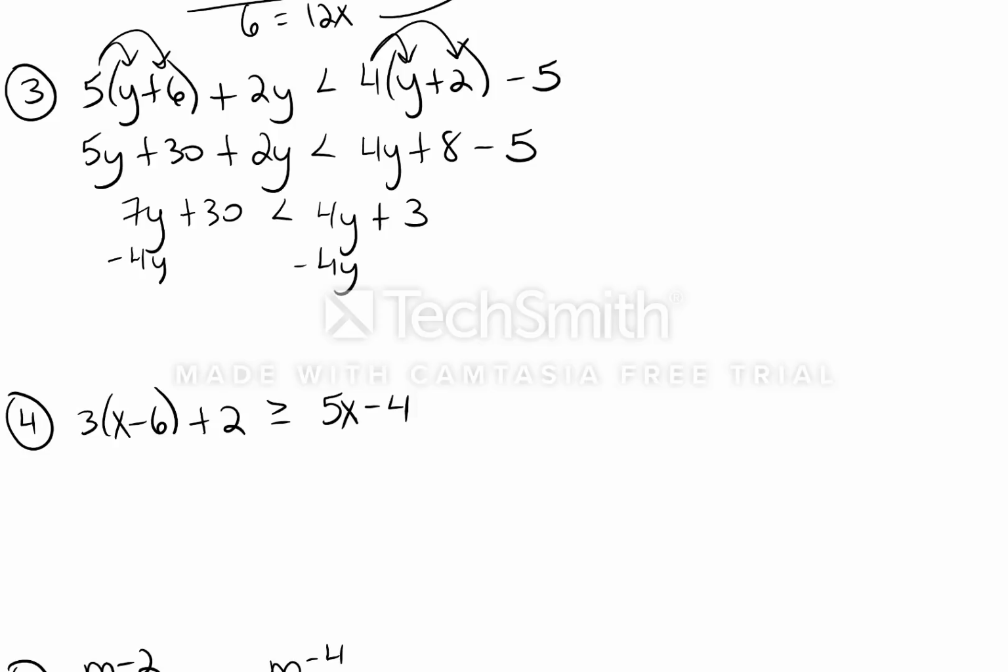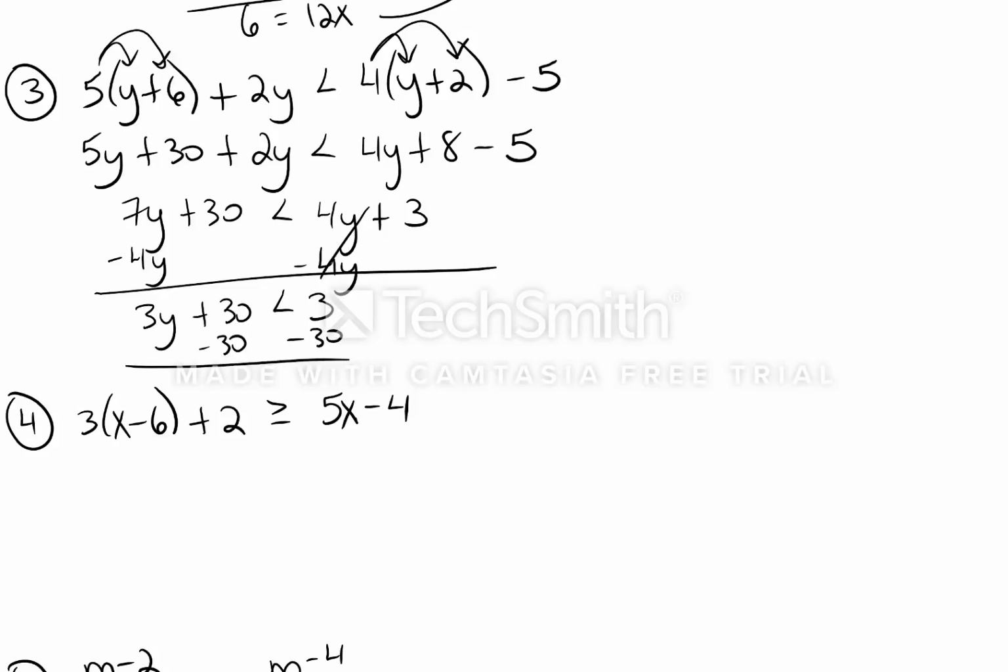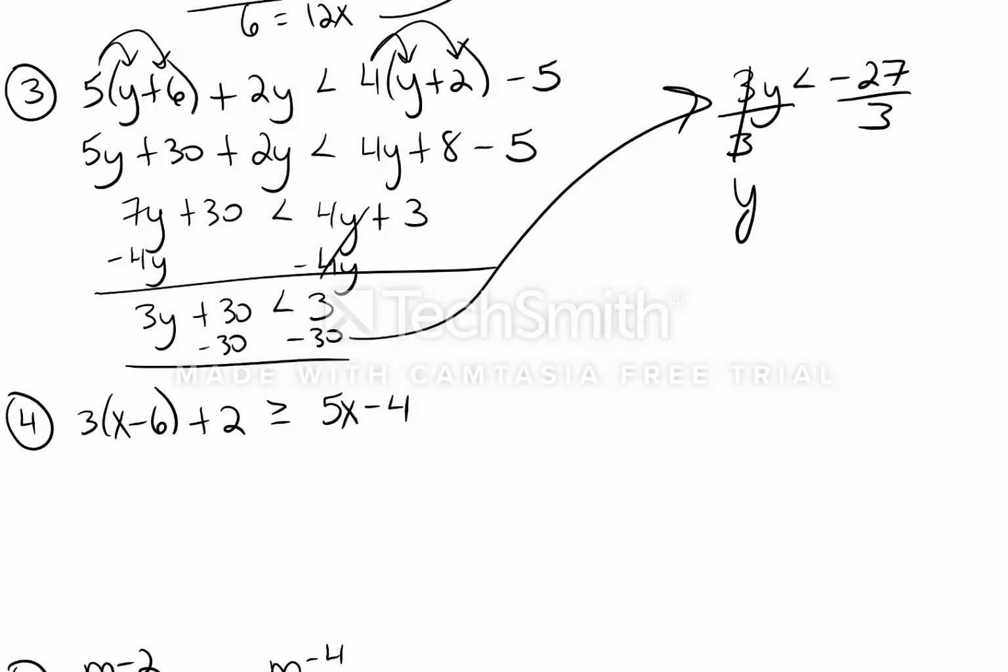I need to combine my y's on the same side, so subtract 4y from both sides, add down, you get 3y plus 30 is less than 3. Get my constants on the same side, so subtract 30 from both sides. You get 3y is less than negative 27. So divide both sides by 3 now. y is less than negative 9 is your final answer there.